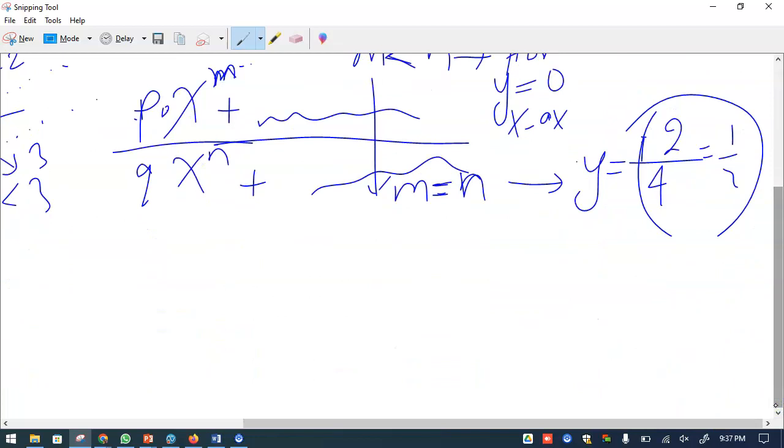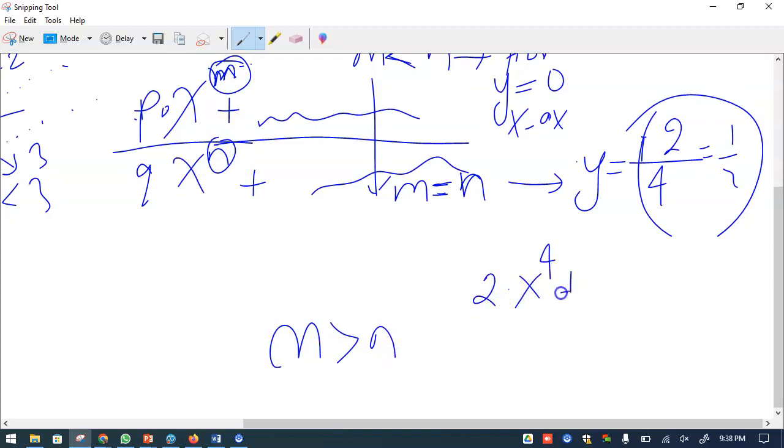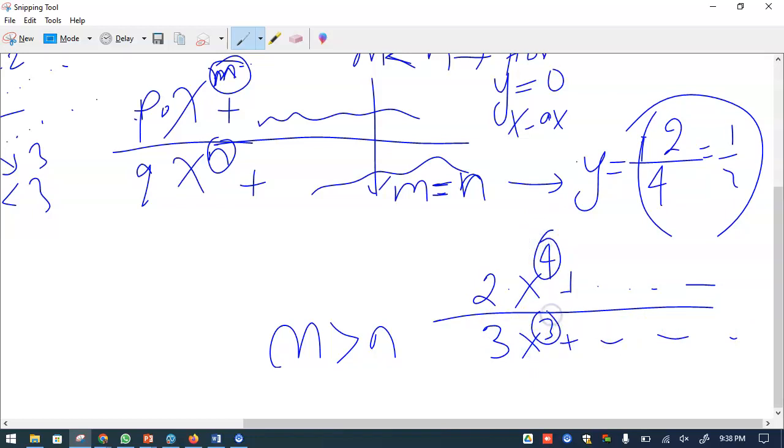And there's another case where m could be bigger than n. If it is greater than n, I can put another example, say x raised to 4 plus and so on, divided by 3x raised to 3 and so on. So this is greater than this. Whenever that's the case, there is no horizontal asymptote, and y will be equal to the quotient. So the numerator is divided by the denominator.